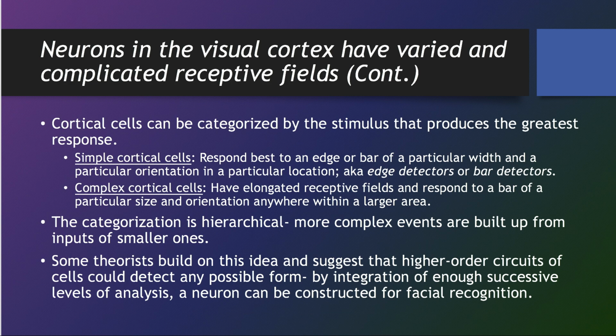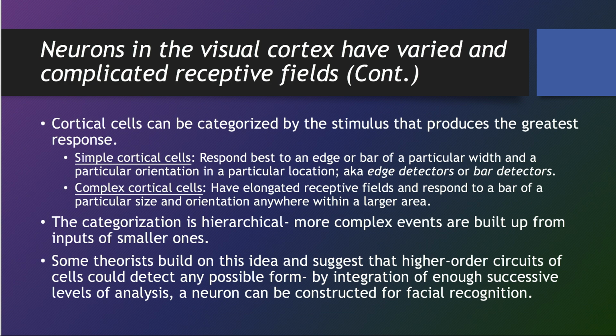Simple cortical cells are also known as edge detectors or bar detectors because they respond best to an edge or a bar of a particular width and a particular orientation in a particular location, whereas complex cortical cells have elongated receptive fields and respond to a bar of a particular size and orientation anywhere within a larger area.